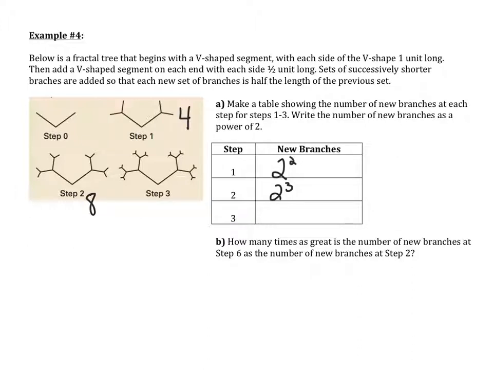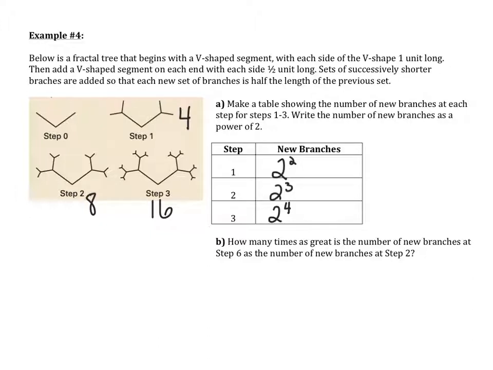And then finally for step 3, we have only the new branches. 1, 2, 3, 4, 5, 6, 7, 8, 9, 10, 11, 12, 13, 14, 15, 16. So there's 16 new branches, and we're supposed to write that as a power of 2. So you guessed it, since it was 2 squared, 2 to the third, 2 to the fourth, since 2 times 2 is 4, times 2 again is 8, times 2 again is 16.